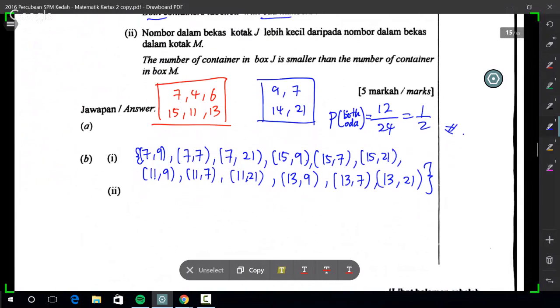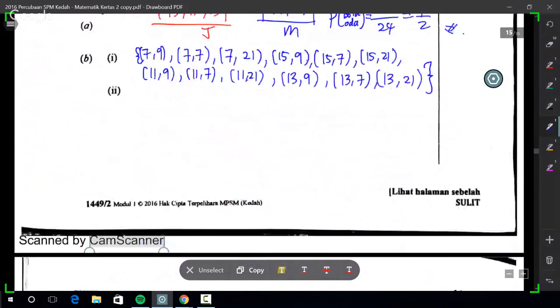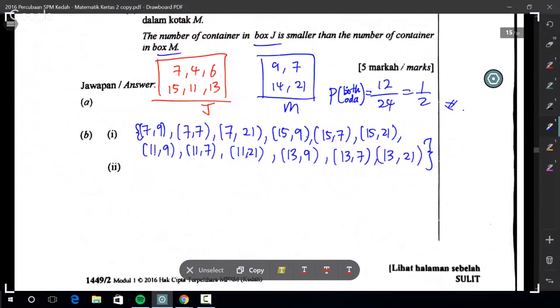So the second one, they ask you for the number in the container in box J to be smaller than the number in the container in box M. So definitely we know this one. The first one is J, the second one is M. Just in case you don't know that. That means the number in box J needs to be smaller. So we have to list out all the possible outcomes. If the first one I get 7, in box M there's no number smaller than 7. So 7 cannot. 4 cannot. 6 cannot. Yeah, 15 yes. So I get a 15. The second one must be bigger than 15.